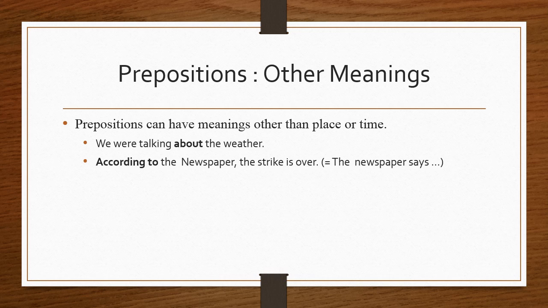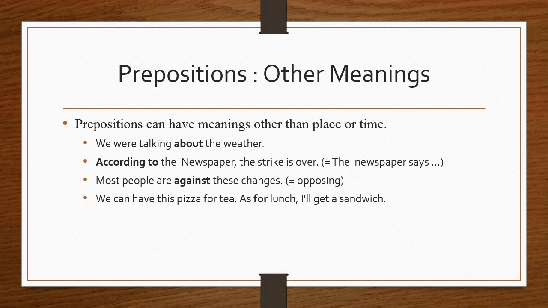For example, according to the newspaper, the strike is over. According to can mean the newspaper says. Most people are against these changes, where against means opposing. We can have this pizza for lunch, for tea. As for lunch, I'll get a sandwich. Now when I say for, it's talking about a purpose.